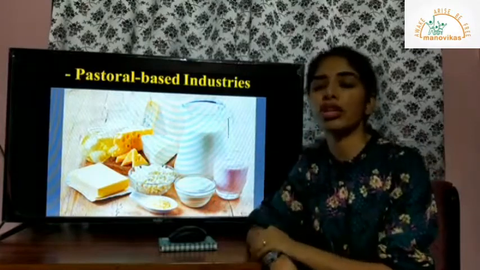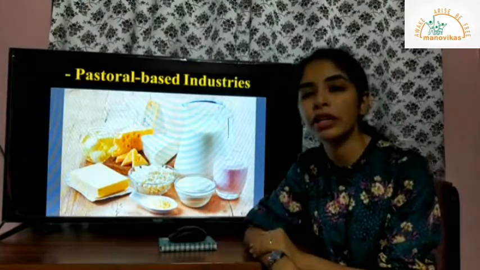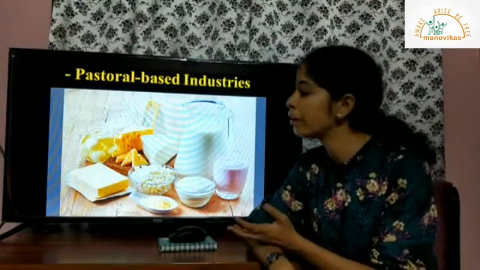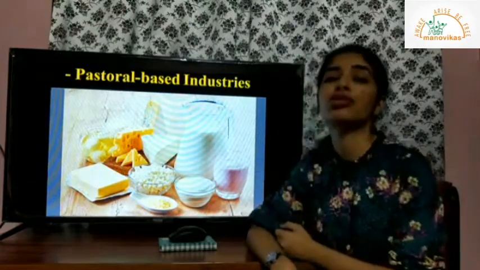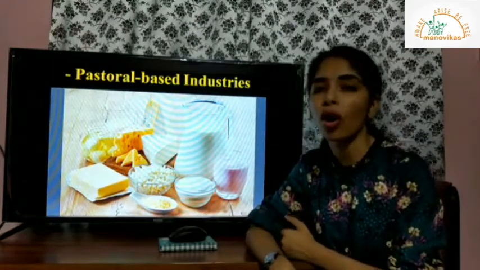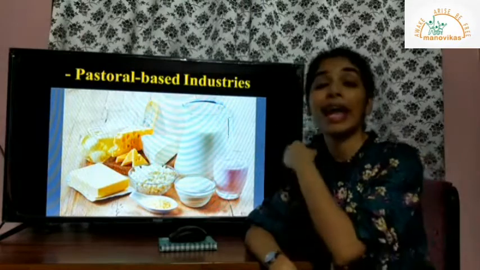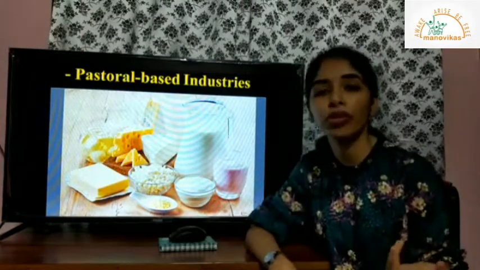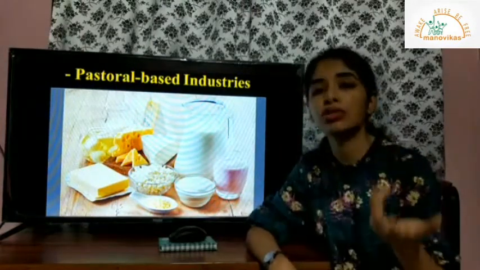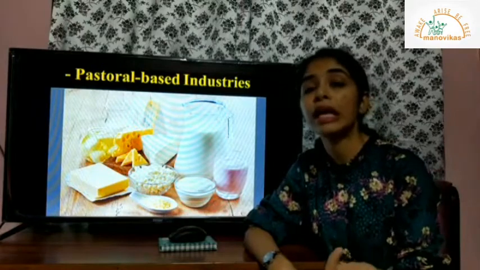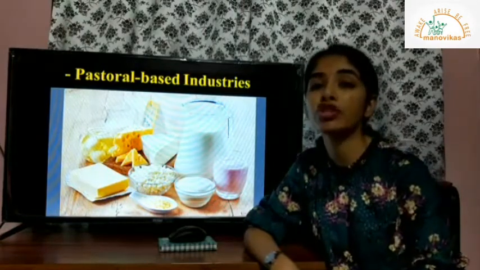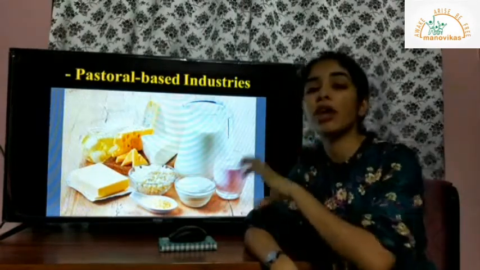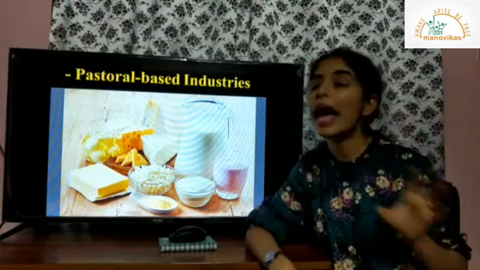Okay, then we have pastoral-based industries. These are the industries that derive their raw material from animals. Okay, for example, milk is derived from cow or cattle, right? Then eggs are derived from poultry, isn't it? Meat is derived from poultry. Then wool is derived from sheep. So these are the products which are derived from animals.